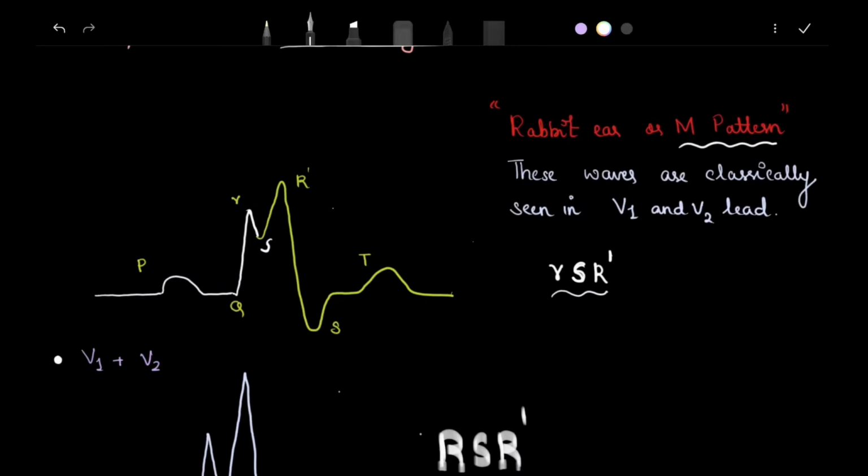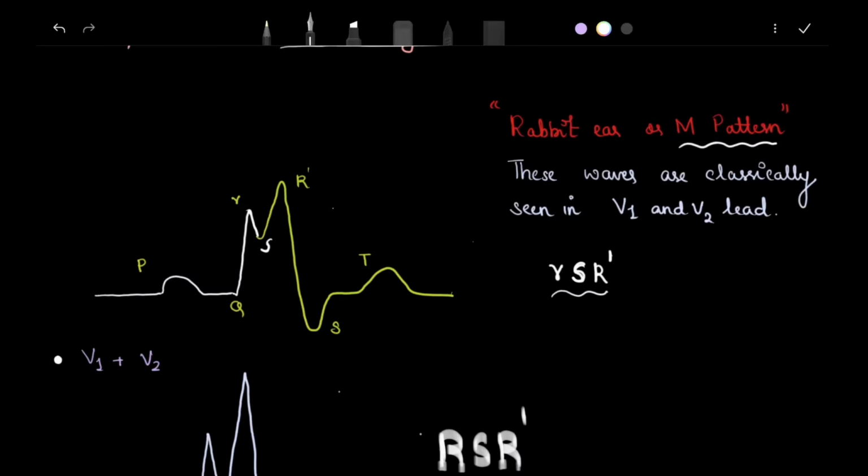Next, look at another ECG here. This is the V1 lead, and this is the V6 lead. The V6 lead is short and not very clear. In V1, it is clearly shown that it is an R, S, R dash pattern, similarly R, S, R dash. If you observe V6, we can see the slurring of the S wave.